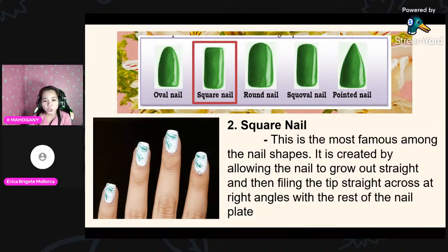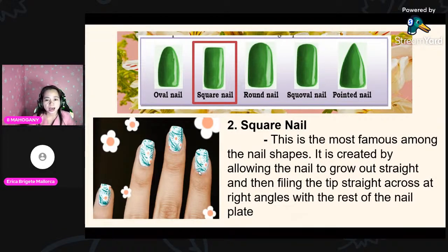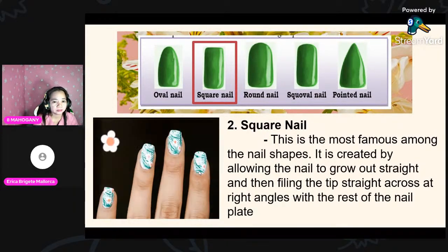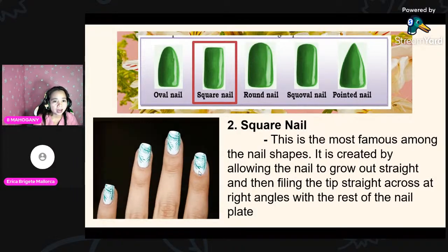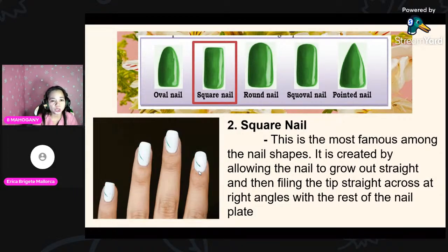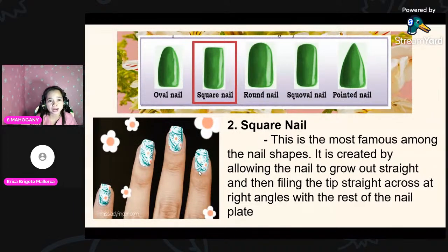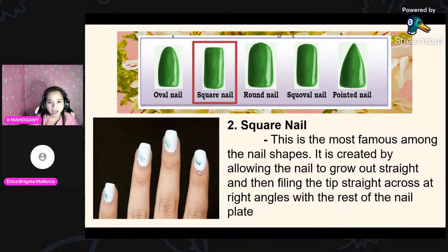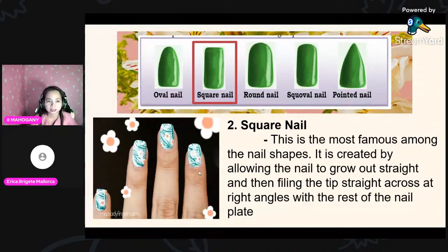Okay. So, filing the tip straight, tingnan nyo po. Yung pagka-cut sa dulo, yung sa fingertip niya, pwede po nating gawing ganyan. Okay po? Depende po sa shape ng nail ninyo. So sa akin kasi round nail. So round nail po sa akin.